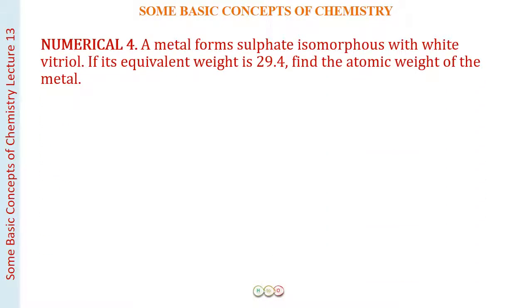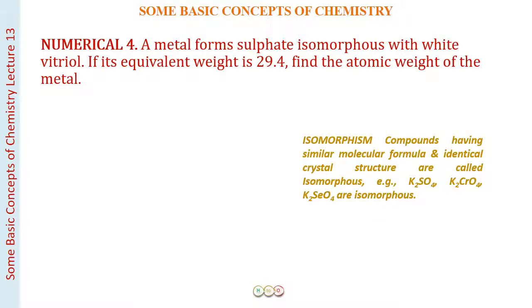The next question says that a metal forms sulphate isomorphous with white vitriol. If its equivalent weight is 29.4, find the atomic weight of the metal. So first of all, what you need to know is the meaning of the word isomorphous. Isomorphism: we have compounds having similar molecular formula and identical crystal structure. They are called isomorphous compounds.